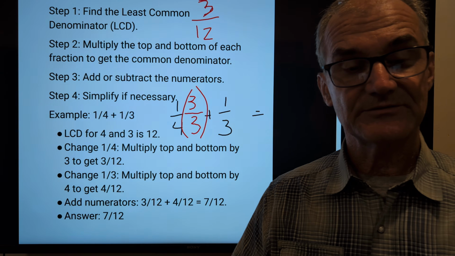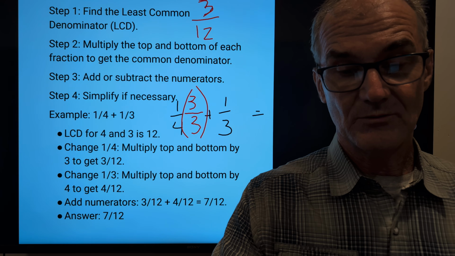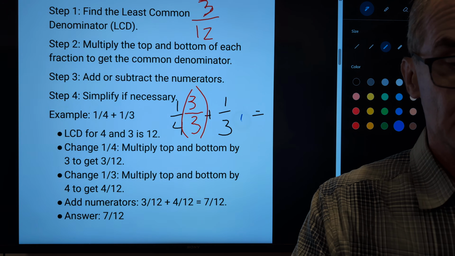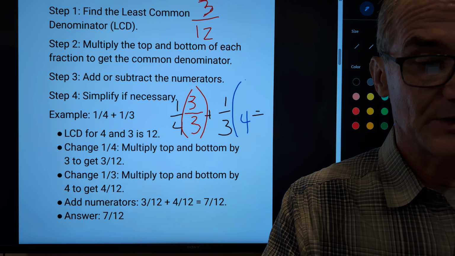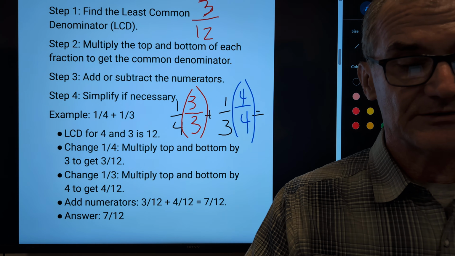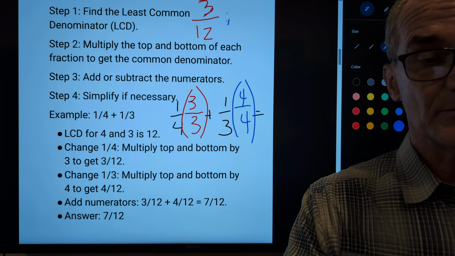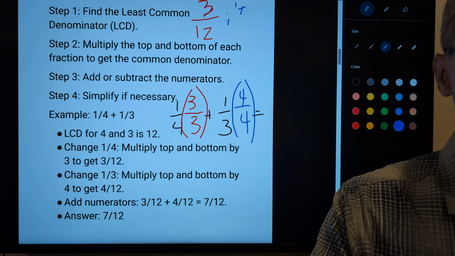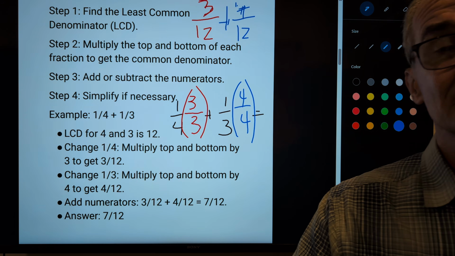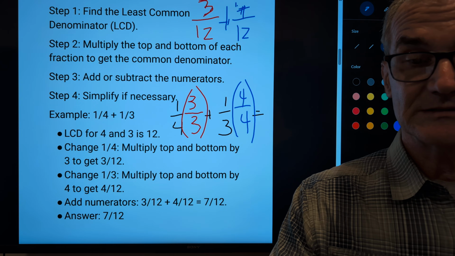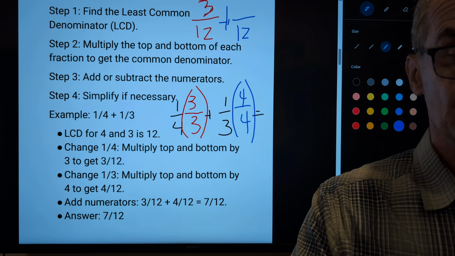And then on the second fraction, I have 1/3. How do I turn that 3 into a 12? Well, I need to multiply it by 4. Same thing, I can't just multiply it by 1 over 4. I could only multiply it by 1 so as not to affect the value. So that second fraction, I'm going to multiply by 4 over 4 to get 4/12. Now I have that common denominator of 12.